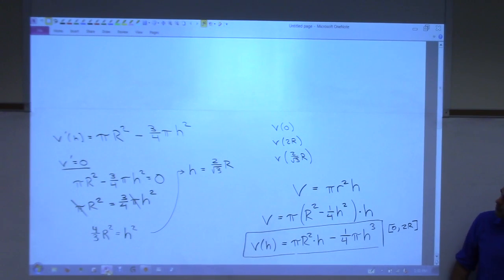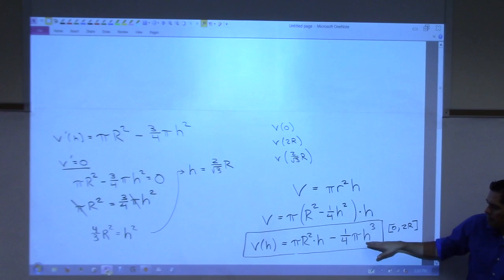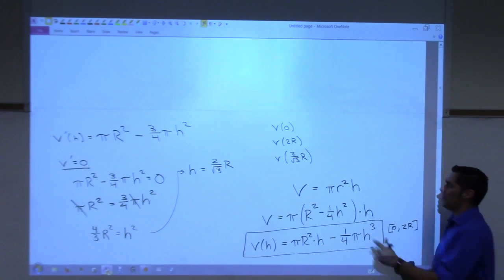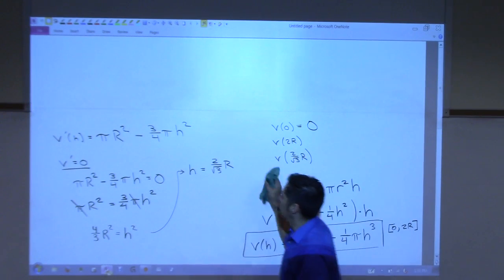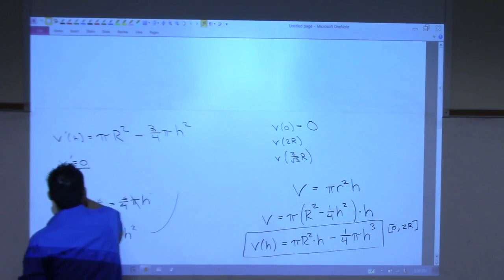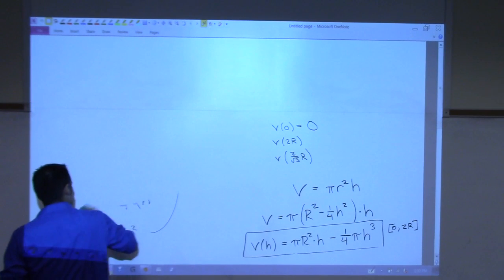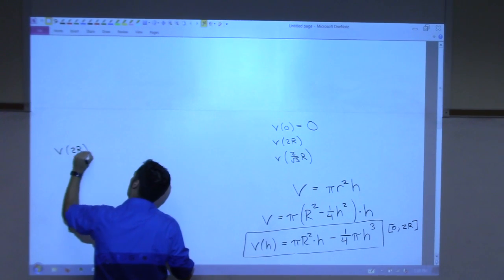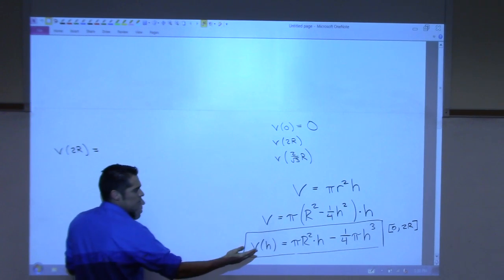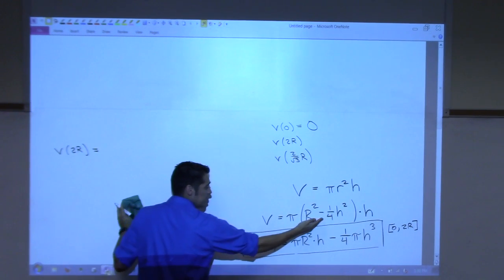What is that? That's just 0, right? We plug in h is 0 here, h is 0 here, we get 0. How about V of 2R? I'll do that one over here. V of 2R. So I'm going to replace all my h's with 2R.